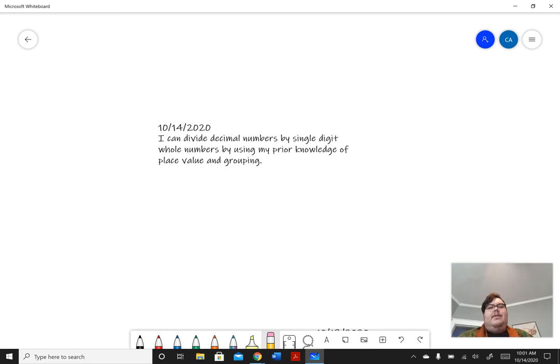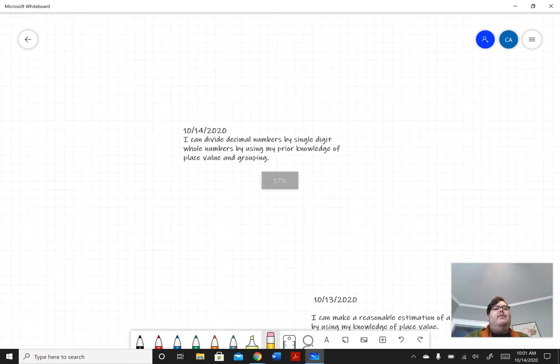Okay. So let's check out our learning objective. It says that I can divide decimal numbers by single-digit whole numbers by using my prior knowledge of place value and grouping.